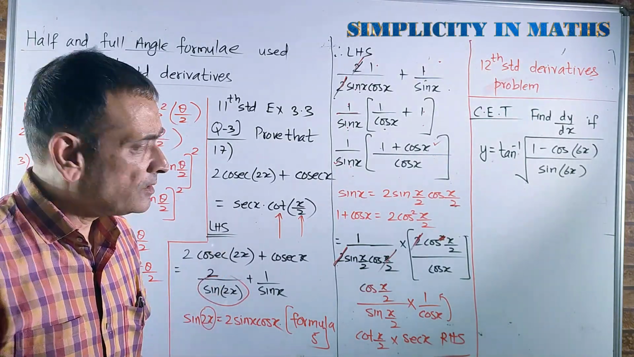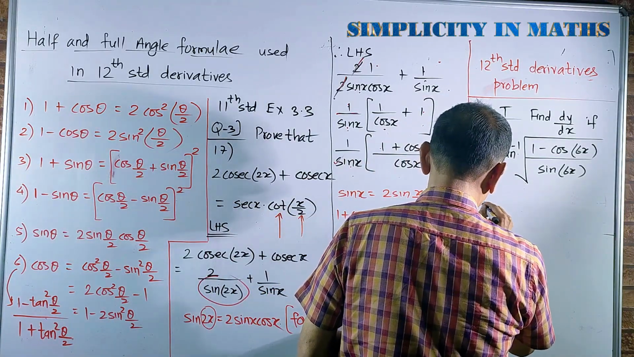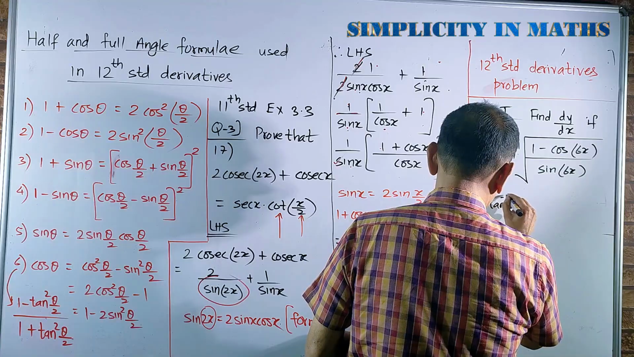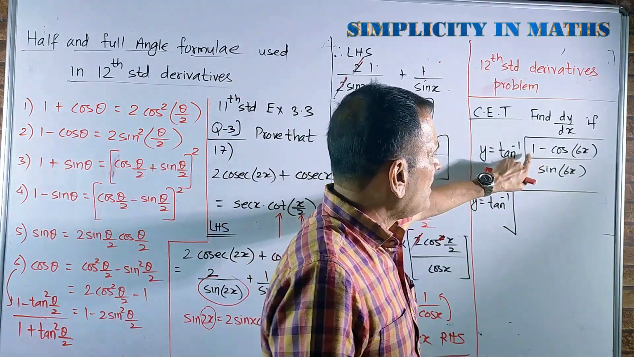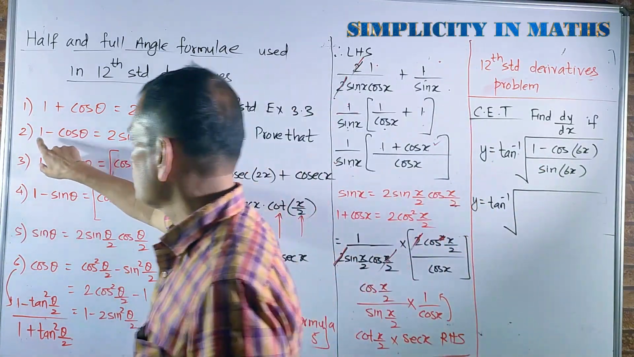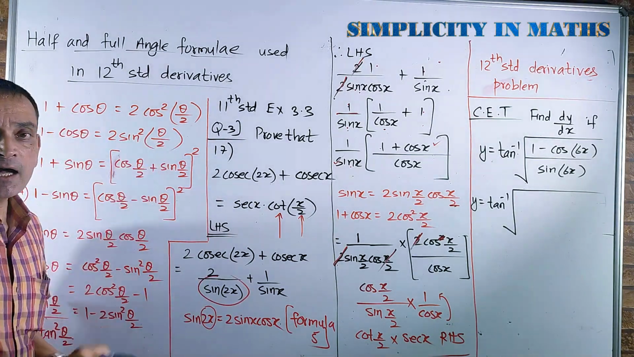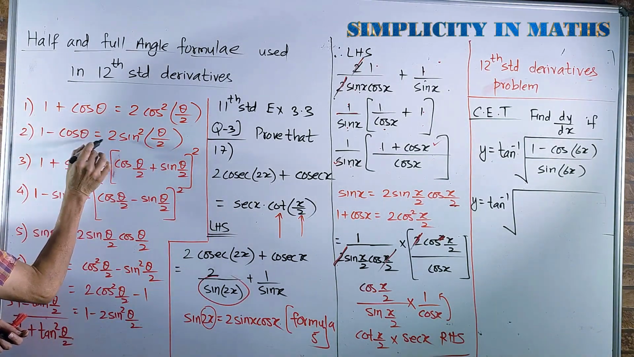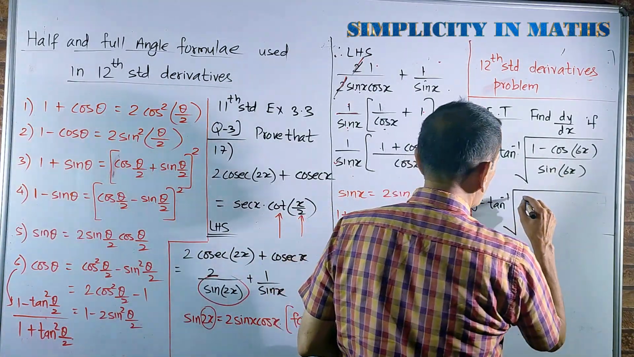Okay, I will solve. Look now: 1 minus cos. Simple. Just go to 1 minus cos. What is 1 minus cos? 2 sin squared of half the angle. 1 minus cos theta is 2 sin squared theta by 2. So 1 minus cos will be 2 sin squared.